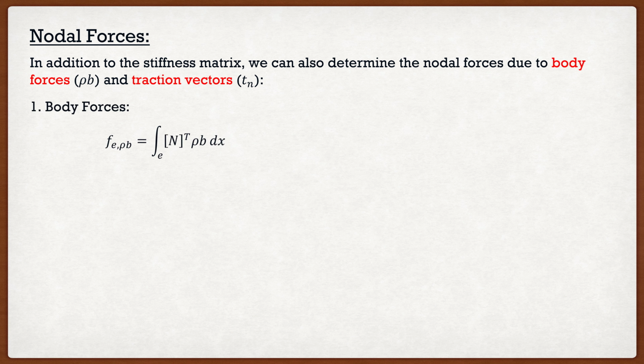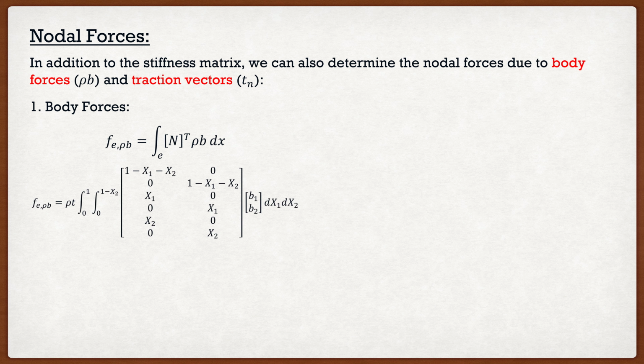The formula is very simple. All I'm going to do is take my N matrix transpose and multiply it by rho B and then integrate it over the element. So I'm going to get something just like this. Now, the question becomes, Clayton, what exactly is B1 and B2? Well, those would be gravity components. So the whole thing of body forces, this is basically accounting for things like gravity.